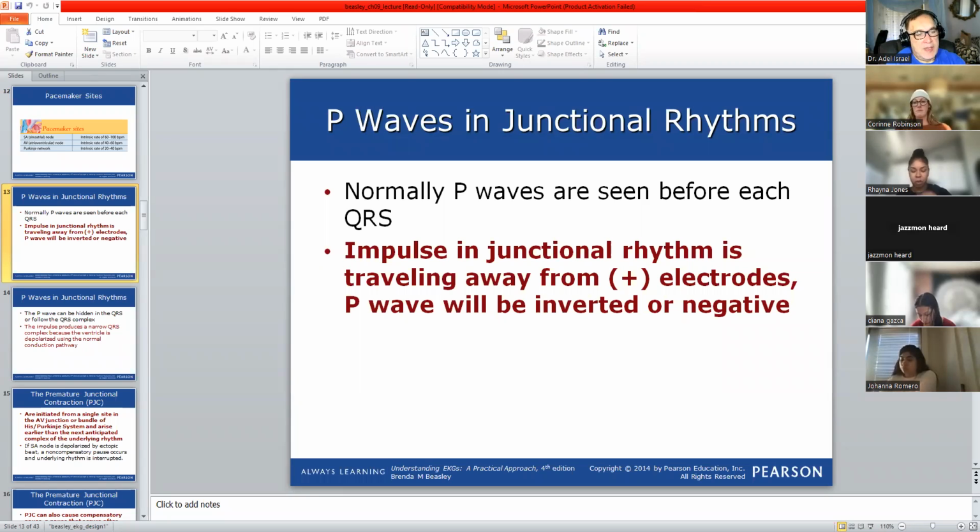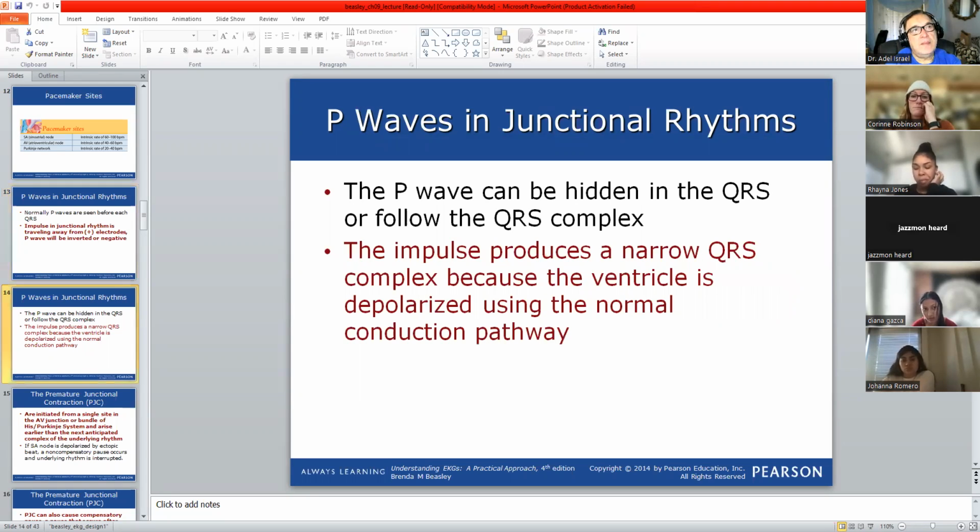And here we have an example to tell you that going away from the positive will make the P wave look negative. Then what will the situation be like? The situation will be normal for the QRS. And if you remember, Diana, we mentioned that normal QRS means what? One word, narrow. Narrow QRS is normal. No change will happen with the QRS.